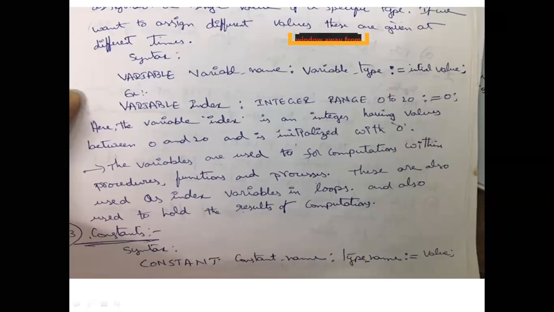So variable syntax always starts with the keyword variable. After variable, we have the variable name, which is user defined. After that, we declare the variable type. After that, we mention the initial value. See this example, then you will understand perfectly.